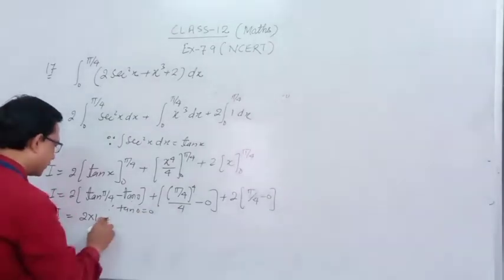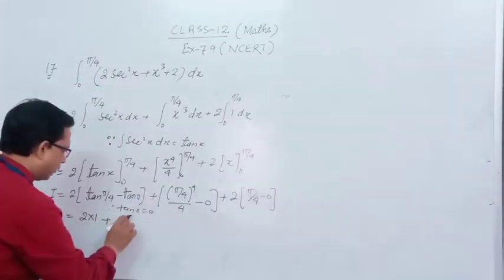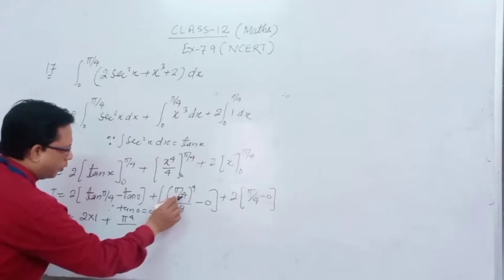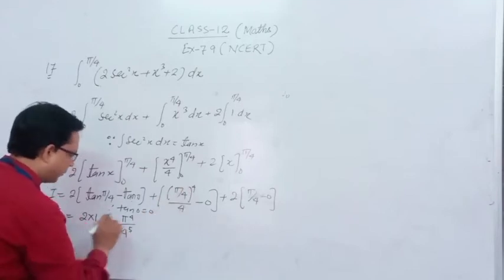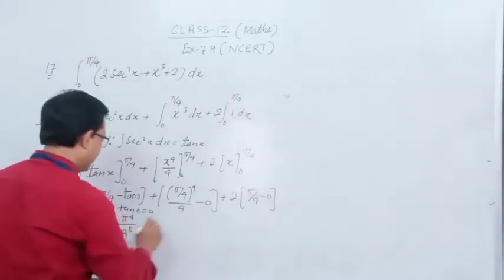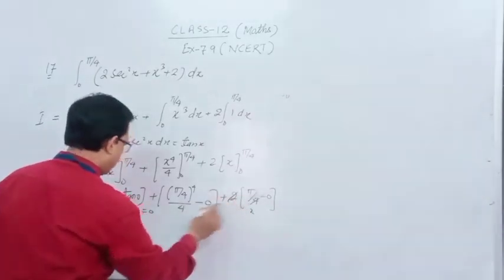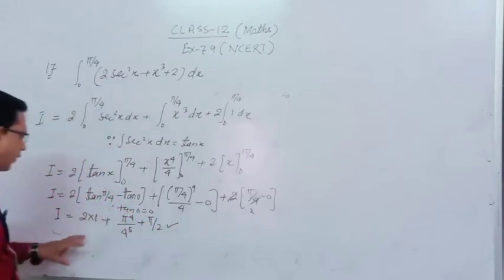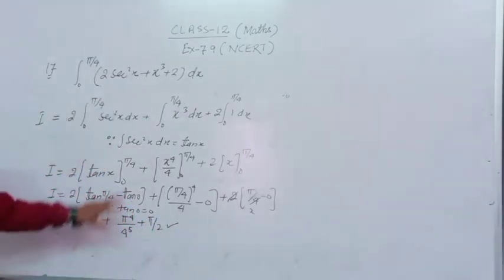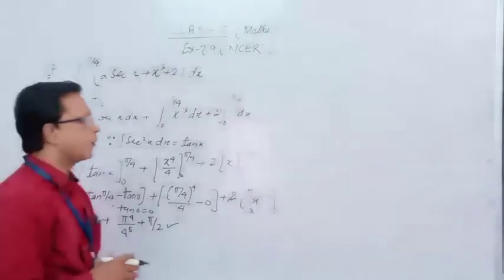And this portion is pi to the power 4 upon 4 to the power 4 upon 4. So this is 4 to the power 5. And plus this is 2 pi by 4. This is your final answer. So students, note this whole question.